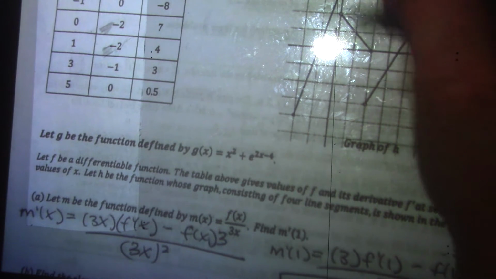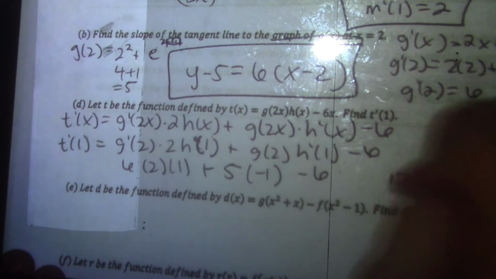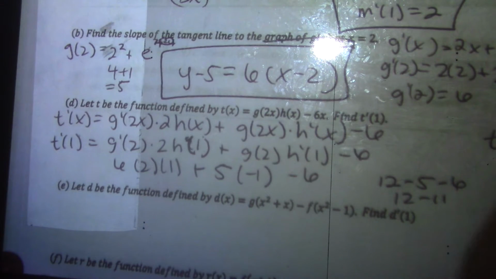H prime of 1, getting derivative from a graph is just the slope. This is the slope of negative 1 minus 6. So this is 12 minus 5 minus 6, that's 12 minus 11, so t prime of 1 is 1.